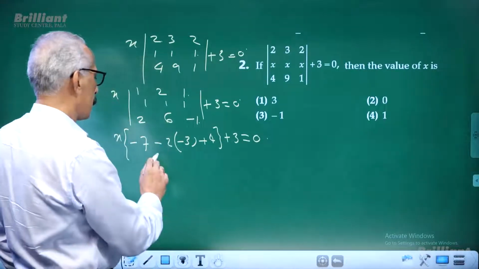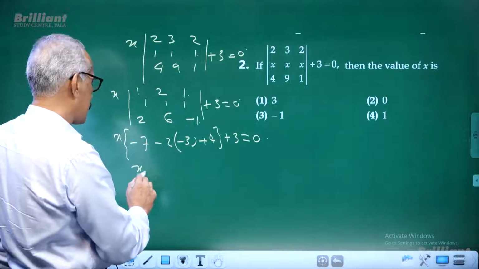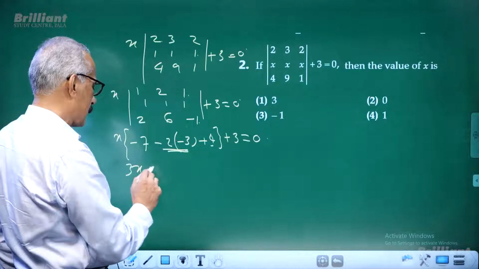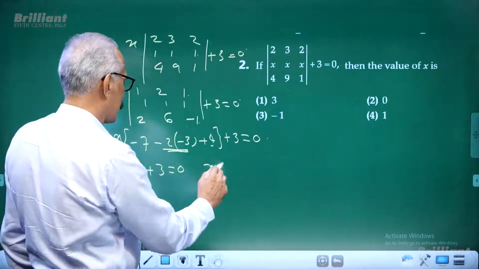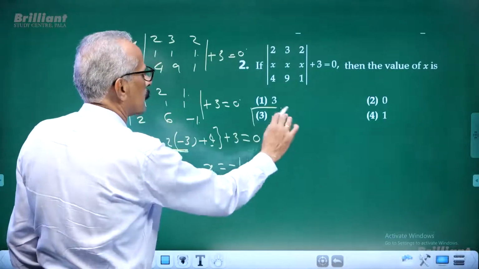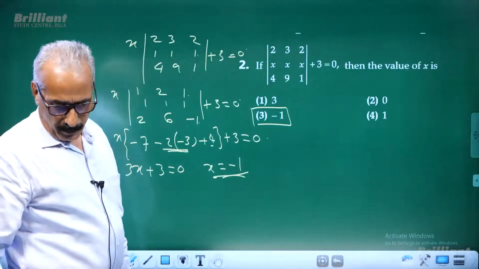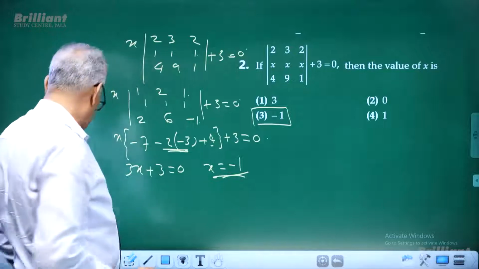Well, so it will become 6 plus 4, that is 10. So x into, this will become plus 6 plus 10, 3x plus 3 equal to 0. Your x is equal to minus 1. So the answer is 3. X is equal to minus 1, the answer is 3. Okay. Now we will move on to the next question.